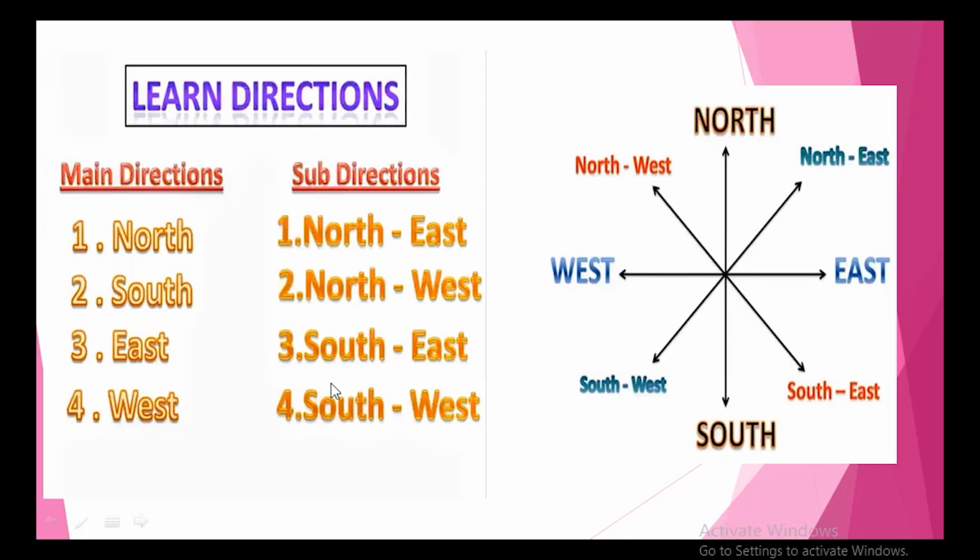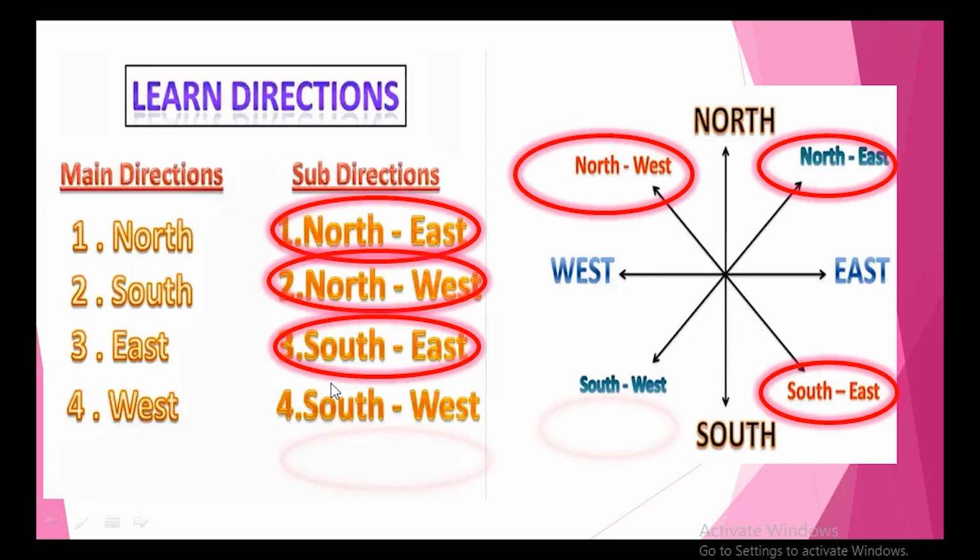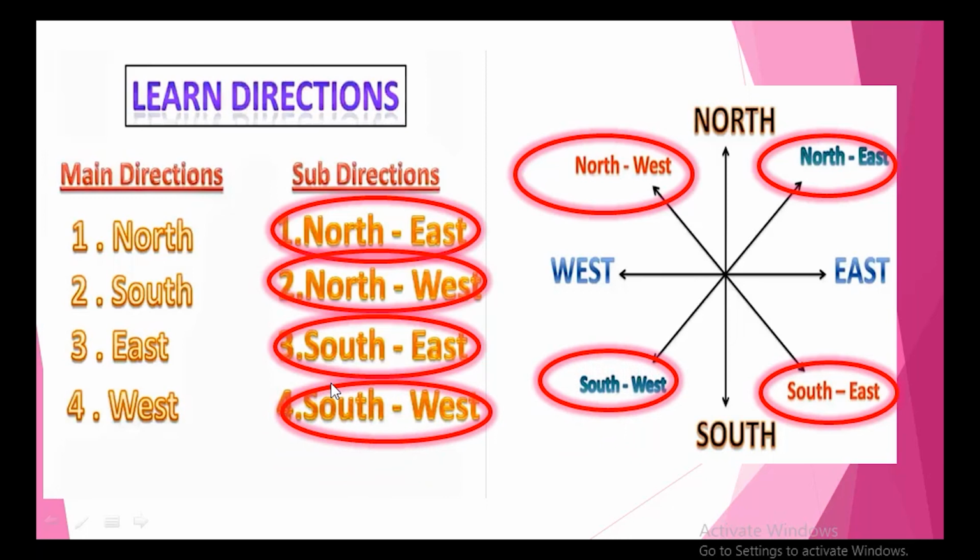The four sub directions are: the direction halfway between north and east is the northeast direction. The direction halfway between north and west is the northwest direction. The direction halfway between south and east is the southeast direction, and the direction halfway between south and west is the southwest direction. These are four main directions and four sub directions.